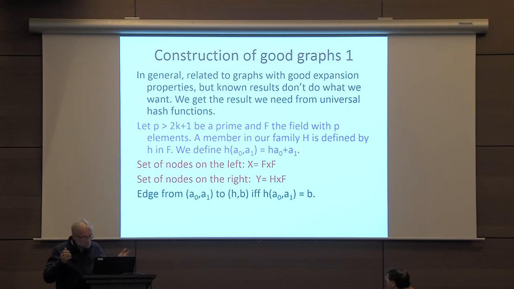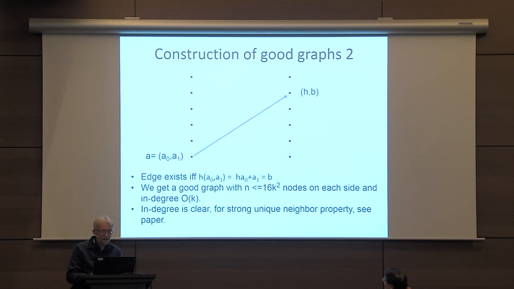Okay, pretty simple stuff. In diagrams, it looks like this. This is saying the same thing. If I have this pair there on the left, there's going to be an edge up there to h comma b, exactly if that equation h a0 plus a1 equals b is satisfied. So this way we get a good graph with at most 16 k squared nodes, it turns out, on each side. And the degree is order k.